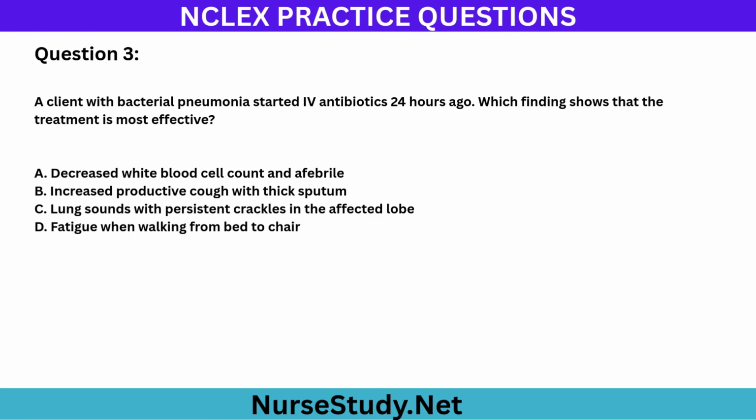Question 3. A client with bacterial pneumonia started IV antibiotics 24 hours ago. Which finding shows that the treatment is most effective? A. Decreased white blood cell count and afebrile. B. Increased productive cough with thick sputum. C. Lung sounds with persistent crackles in the affected lobe. D. Fatigue when walking from bed to chair.